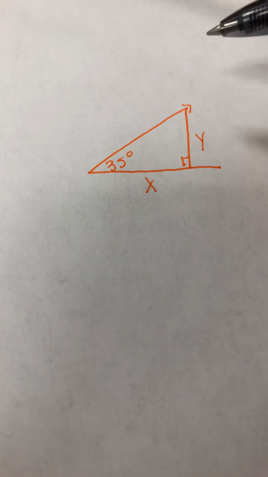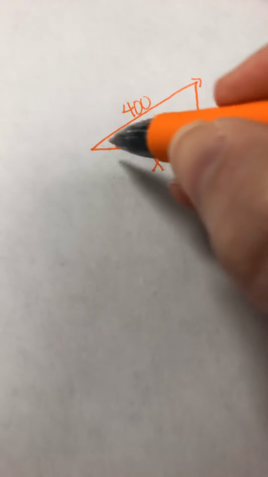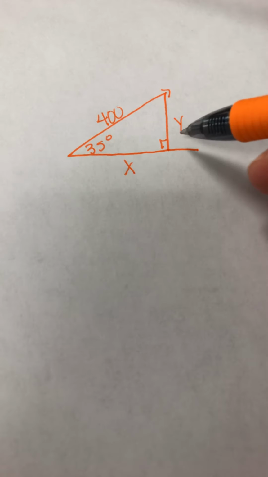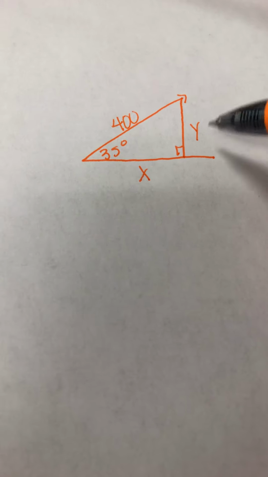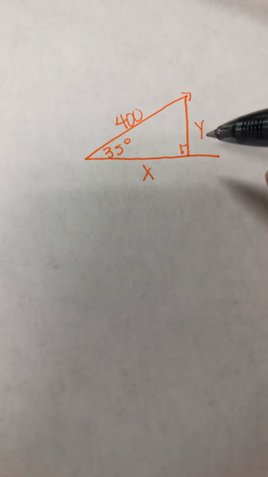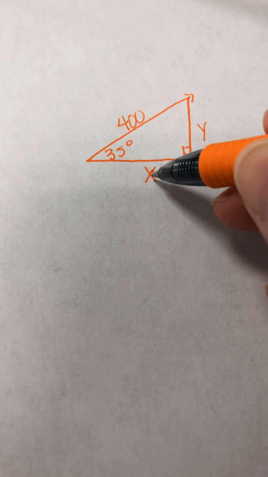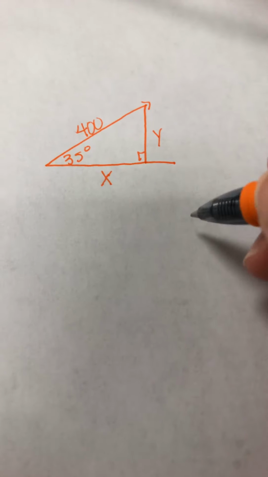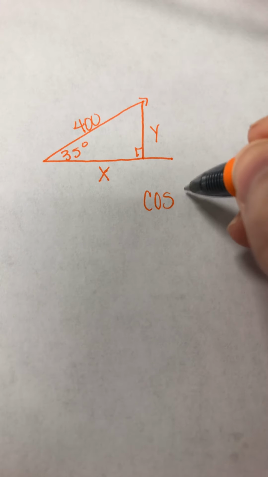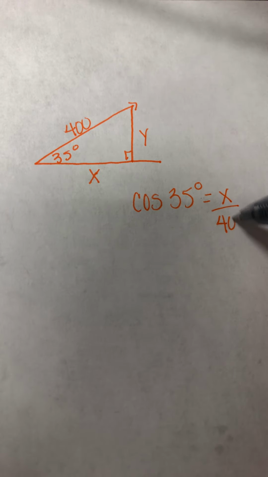Now it tells me in the problem that we have a force of 400 newtons. So that's going to be the force of my vector, or the magnitude of my vector. So that's going to be the hypotenuse of my right triangle. So in order to find the magnitude of x and y, my horizontal and vertical components, I can use sine and cosine here. Okay, to find x, you'll see that it's adjacent to my 35-degree angle. This is the hypotenuse. So the cosine of 35 degrees is equal to adjacent over hypotenuse.